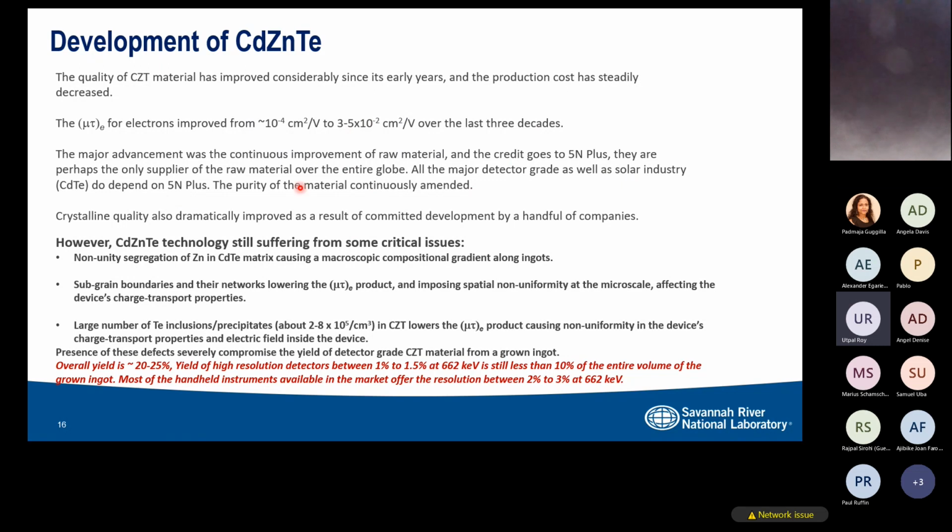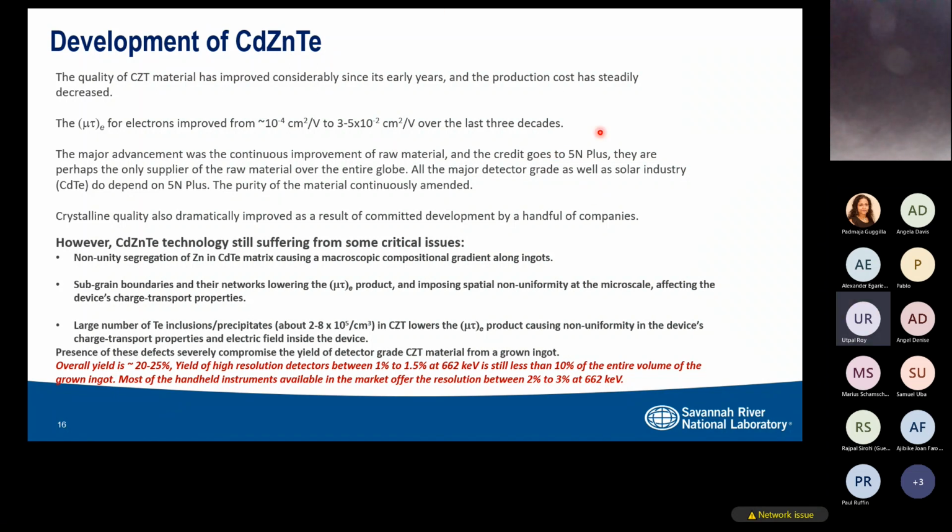The purity of the raw material has improved drastically once 5N Plus, that is a Canadian company, started producing cadmium telluride and cadmium zinc telluride high purity material. And they are the supplier all over the world for the raw material of cadmium zinc telluride and cadmium telluride. Even cadmium telluride is being used for solar cell application. There is a company called First Solar. They are producing cadmium telluride based solar panels. 5N Plus also supplies the same material, cadmium telluride, to First Solar.